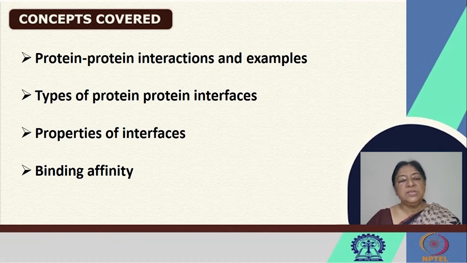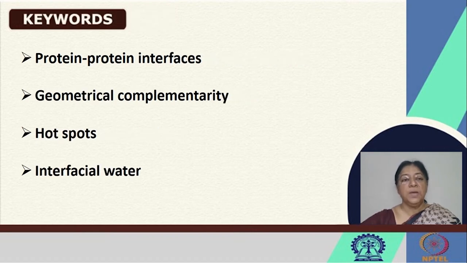The interactions of proteins are extremely important, as we have seen, in several aspects of biochemical processes. What we are going to look at is the types of protein-protein interfaces, the properties of these interfaces, and specific binding affinities related to the protein-ligand interactions that we had studied before.